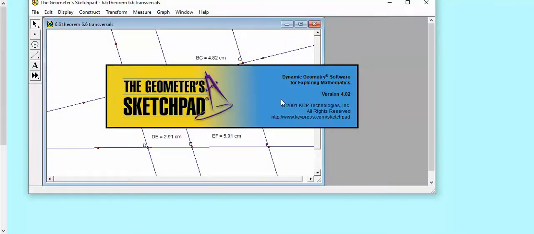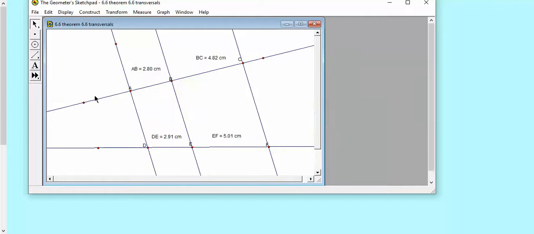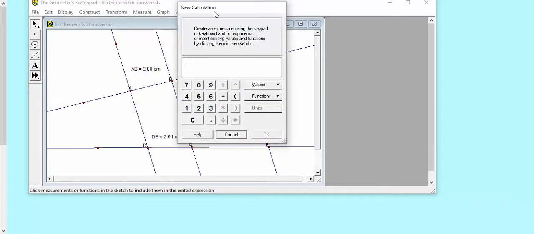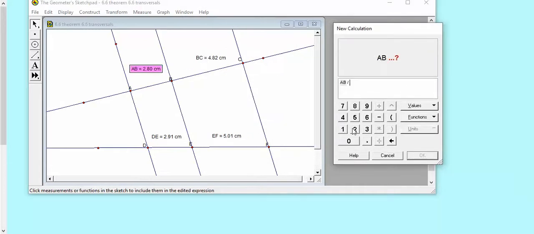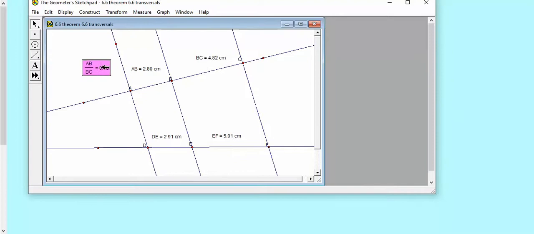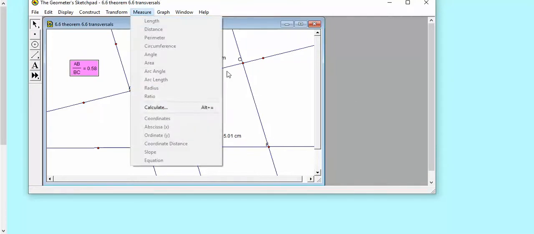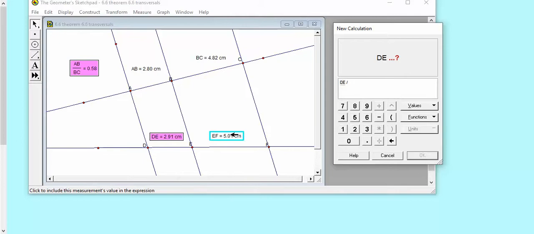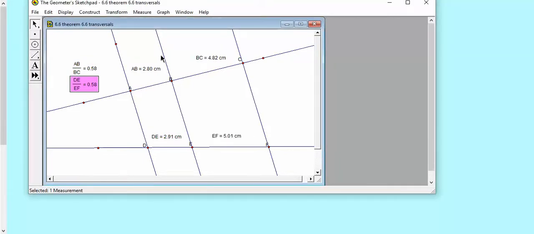This one, we've got a lot of transversals. We have two lines here, and then we have three parallel transversals. And what happens is another proportion comes up. If you do AB divided by BC, and then DE divided by EF, you get the same answer. You could do AB over DE, or BC over EF, and you're going to get the same thing. But these three lines have to be parallel for this to work.